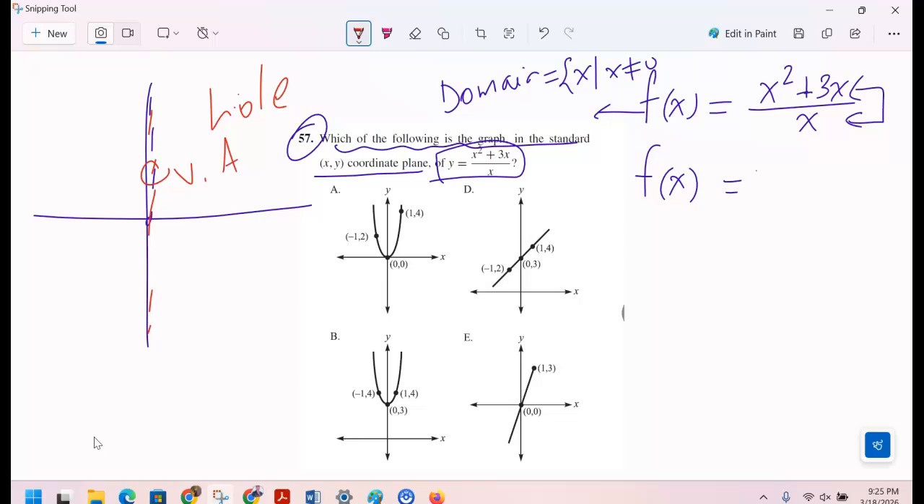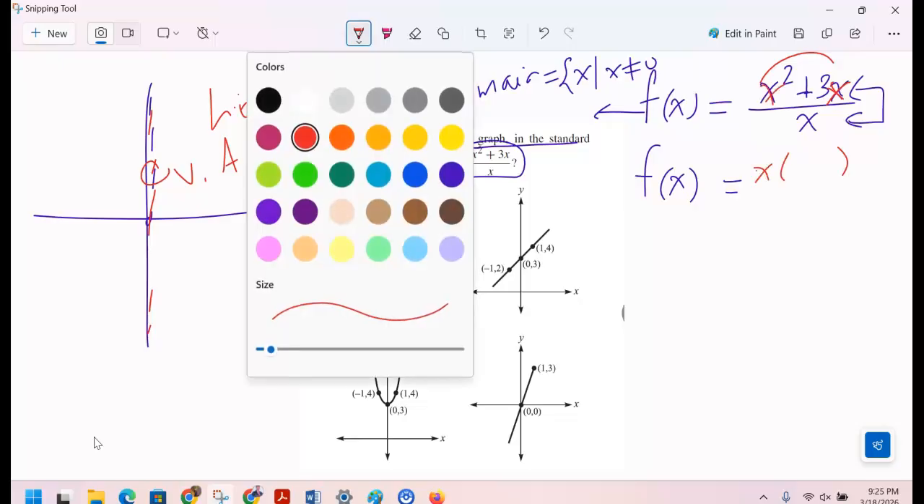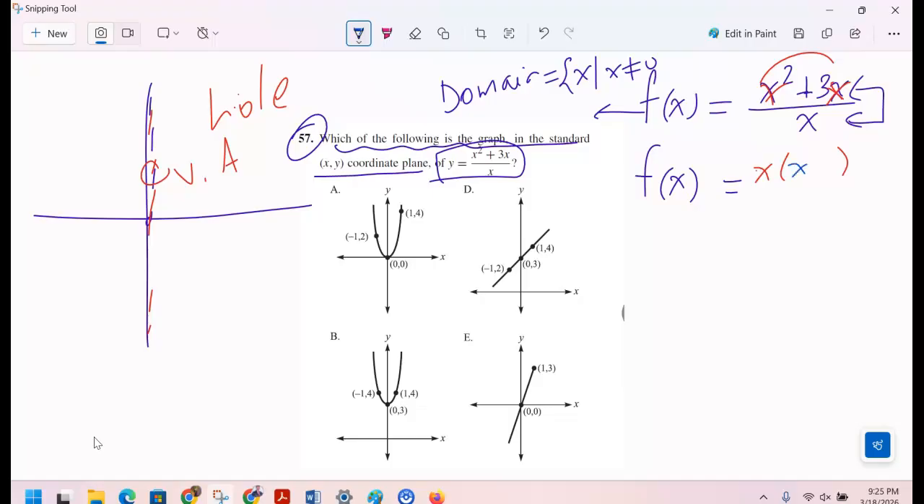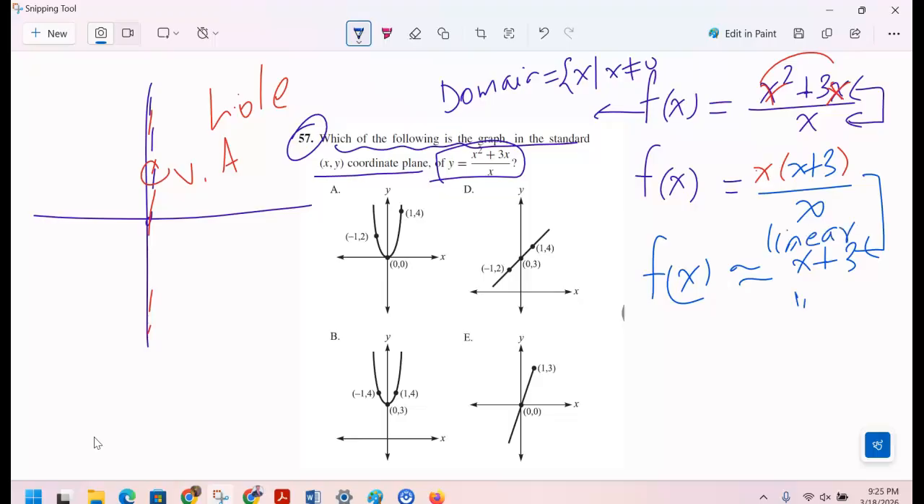But in this example, you can see in the numerator there's an x which is in both places. We can pull out this x, and if you pull out this x, you get x plus 3 divided by x. And clearly x cannot be 0. So this whole thing now is as good as x plus 3. So this is linear, this is a line, and this is a kind of graph.